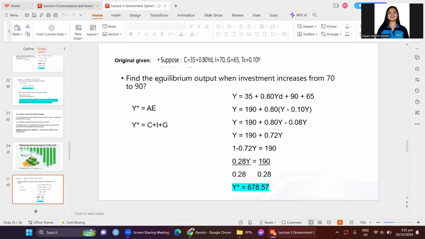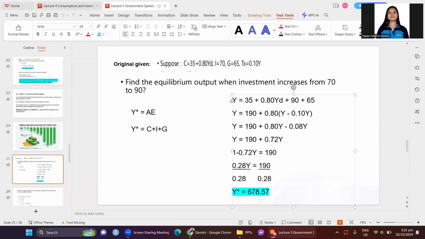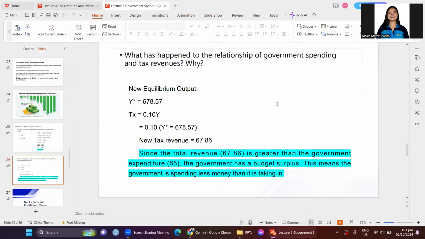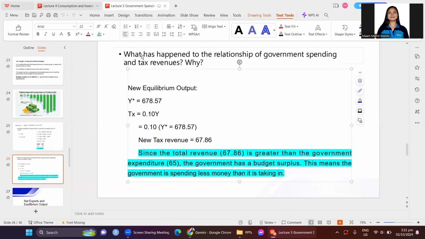So the next question, find the equilibrium output when investment increases from 70 to 90. So yun nga yun, 70 yung investment before. What if the investment increases to 90? What will happen now to the equilibrium output? So using the same formula, we will be calculating it the same way that we've done in the first question. So we'll end up with 190 divided by 0.28. The equilibrium output will be 678.57.